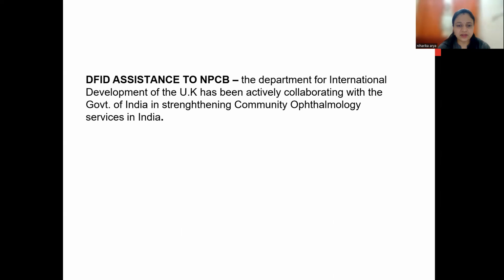DFID assistance to NPCB. The Department for International Development of the UK has been actively collaborating with the Government of India in strengthening community ophthalmology services. And this is the DFID assistance to the NPCB. It includes the Department for International Development of the UK, which has been collaborating with the Government of India in strengthening the community ophthalmology services in India.